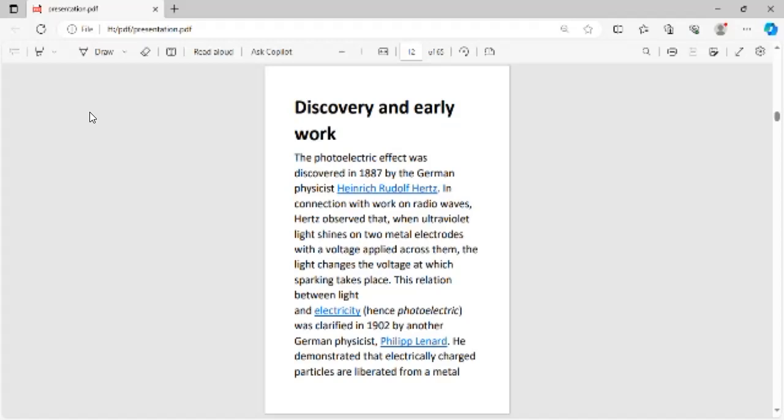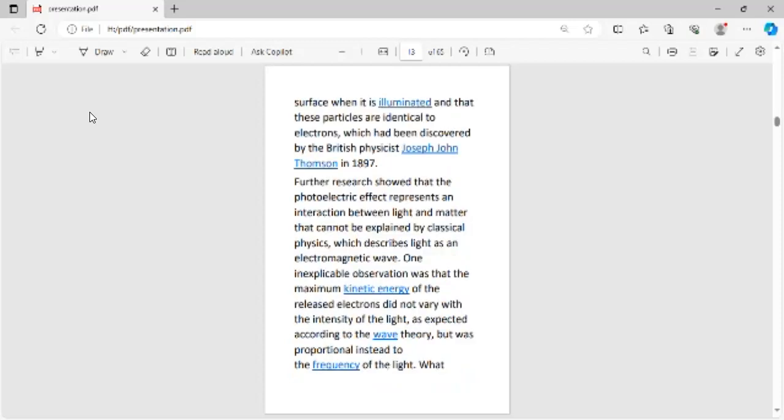This relation between light and electricity was clarified in 1902 by another German physicist, Philipp Lenard. He demonstrated that electrically charged particles are liberated from a metal surface when it is illuminated, and that these particles are identical to electrons. It was also discovered by Joseph John Thomson in 1897. Further research showed that the photoelectric effect represents an interaction between light and matter that cannot be explained by classical physics, which means that classical scientists always thought that light behaves as a wave.